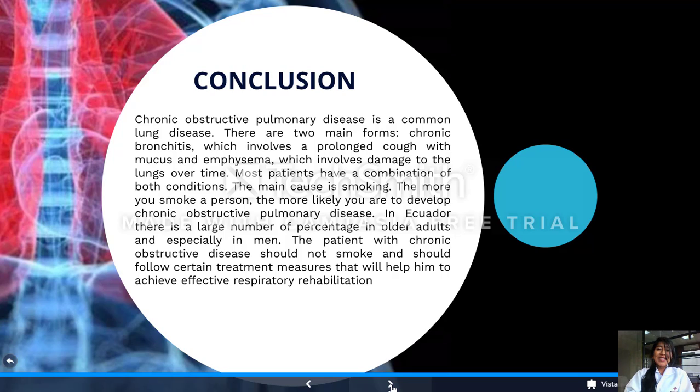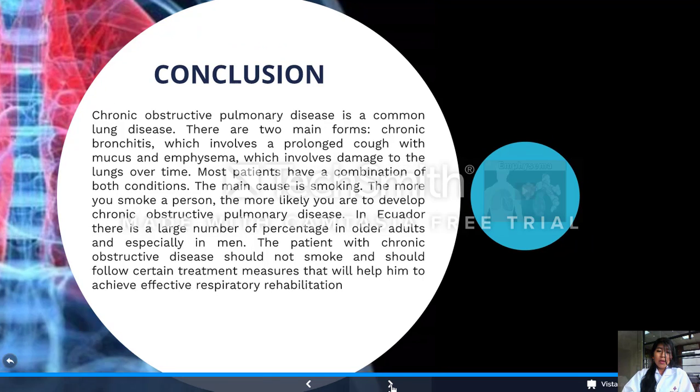The main cause is smoking. The more a person smokes, the more likely they are to develop chronic obstructive pulmonary disease. In Ecuador, there is a large percentage in older adults and especially in men. The patient with chronic obstructive pulmonary disease should not smoke and should follow certain treatment measures that will help achieve effective respiratory rehabilitation.